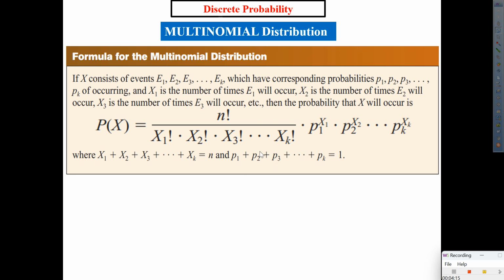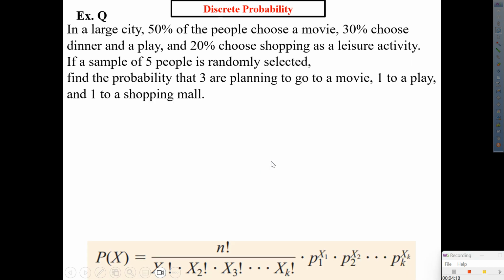All right, here we go. Copy this example on your paper. This is the only one you're going to copy for today, just so you have one as an example of the multinomial distribution.